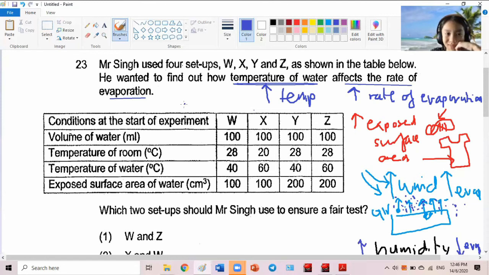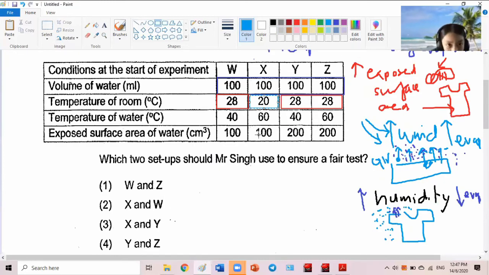Okay, volume of water: 100, 100, 100. See, everybody started with 100. Temperature of the room: this is like room temperature, 28. This one is like an air conditioned room, 20. So very cold, very different. And the rest, maybe these are hot. Sophia, pay attention. Temperature of water: 40, 40, 60, 60. Exposed surface area: 100, 100, 200.